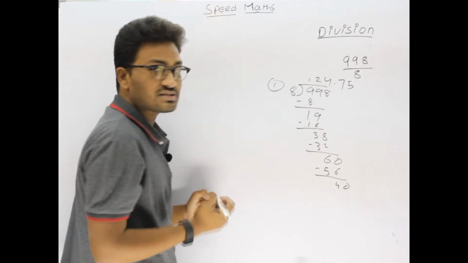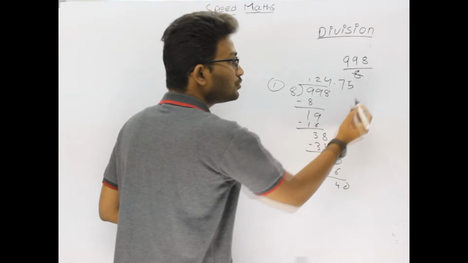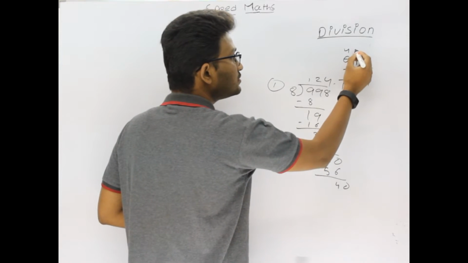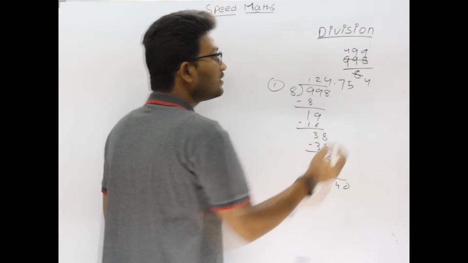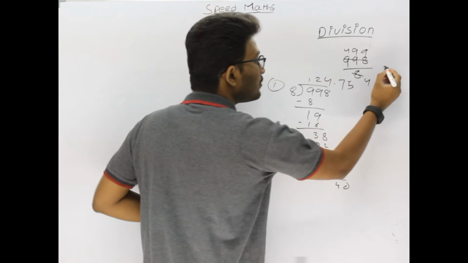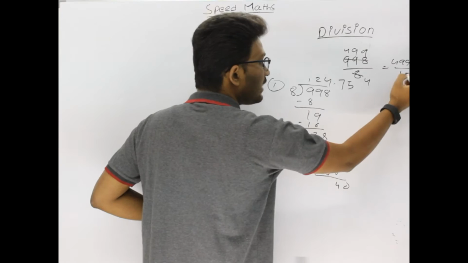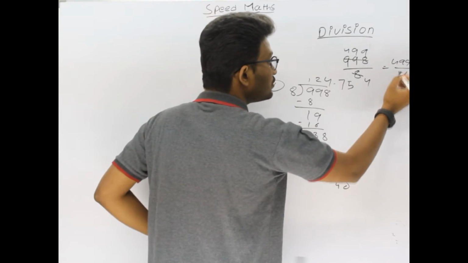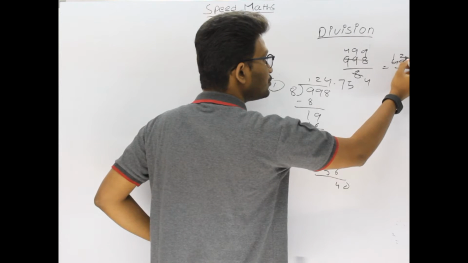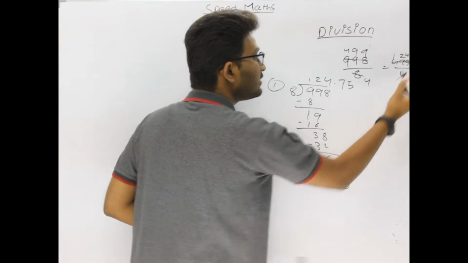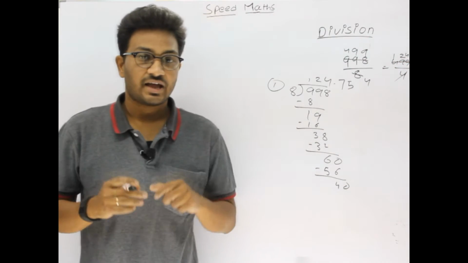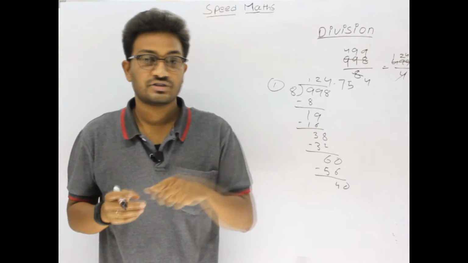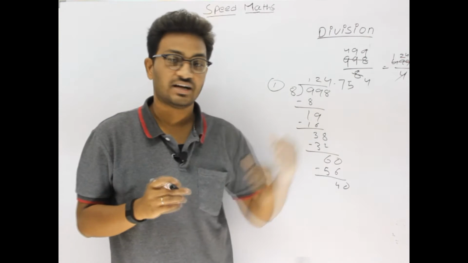Common factor for both is 2, so 2 into 499 is 998, and 2 into 4 is 8. So they get answer as 499 by 4, and then they divide this 499 by 4, which will be 124.75, and this is an easier method than this, but I will show you a simple technique which will be easier than this and that method.